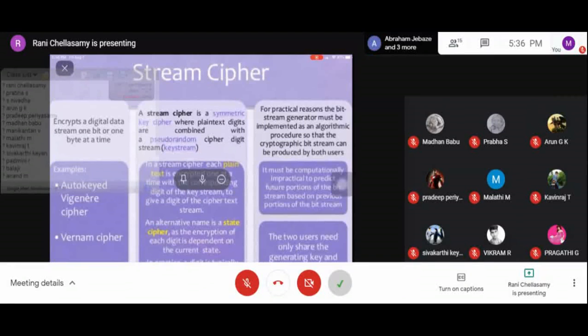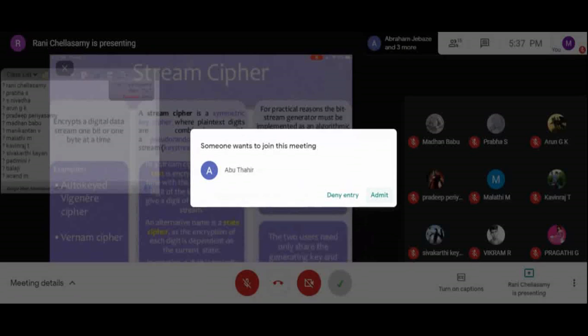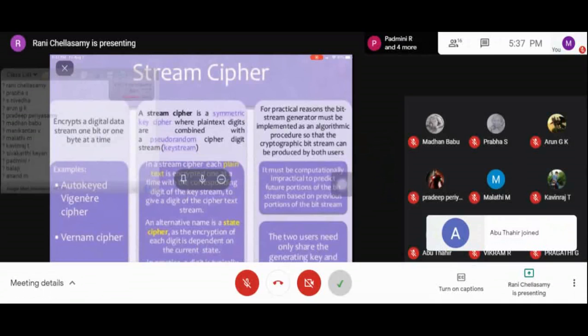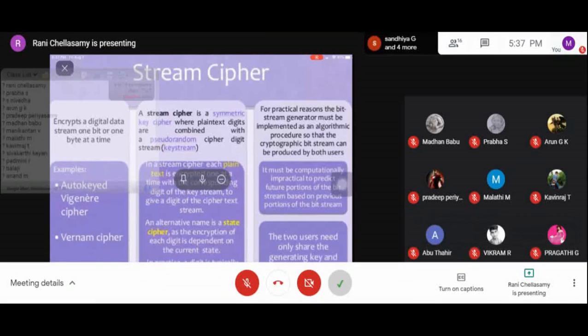A stream cipher is a symmetric key cipher. In this stream cipher, each plain text digit is encrypted one at a time with the corresponding digit of the key stream to get the digit of the ciphertext. That is, each digit of the plain text is processed and converted into ciphertext. So digit by digit encryption is done in the stream cipher. This encrypts a digital data stream 1 bit or 1 byte at a time. That's the main point to be noted in stream cipher.